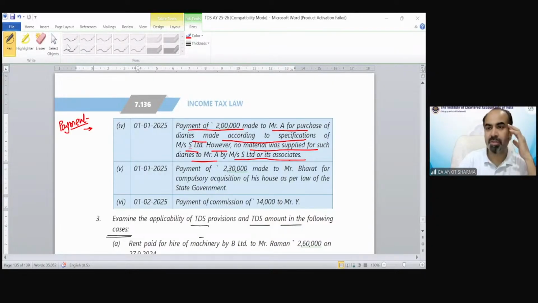Almas is saying something. Good. Tanu is saying 194H applicable. Tanu, how is it 194H, brother? This is a work contract. Where is commission or brokerage? There is no commission or brokerage, is there?